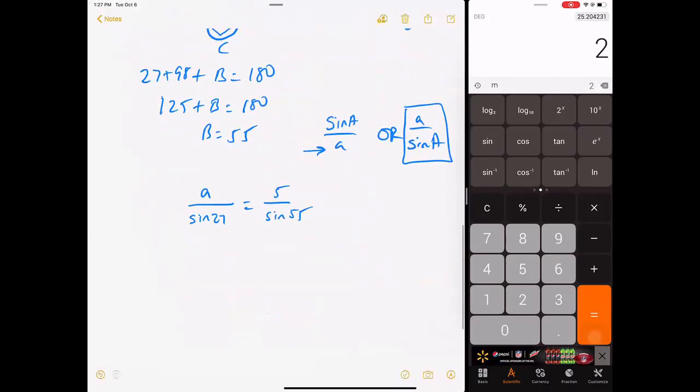All right, in this problem, to solve for A, we're going to multiply sine to both sides. A is equal to 5 sine of 27 over sine of 55. If you have a calculator, go ahead and write that out on your calculator. See what answer you get.